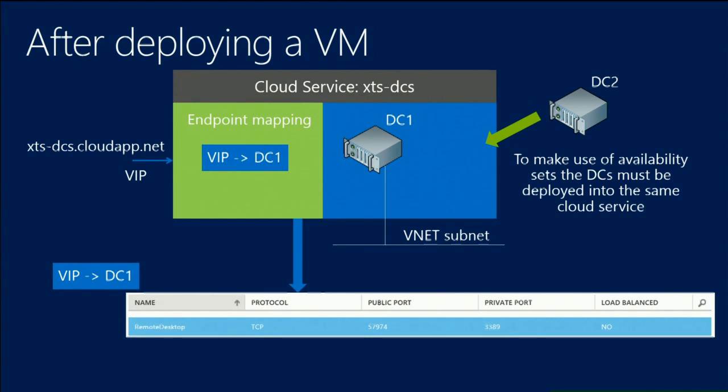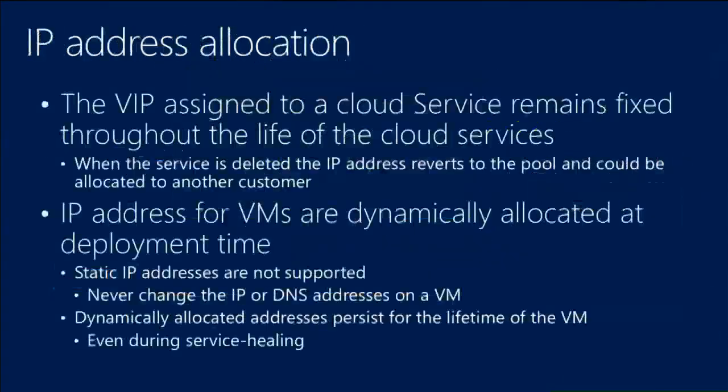Now, to be able to have VMs in an availability set, they must be deployed into the same cloud service. So what I could do is deploy one VM and then another VM, and they'd be in two separate cloud services, right? But I can't put them in an availability set. So they could end up next to each other on the same rack, or even on the same server if I'm using a small core.